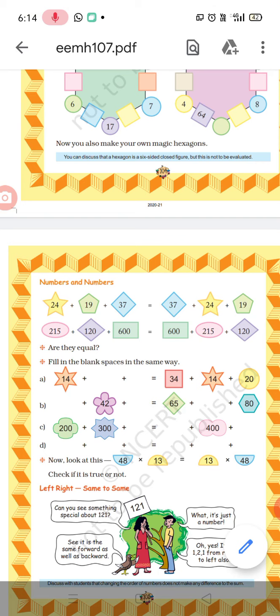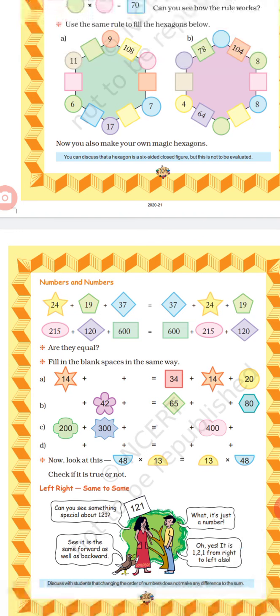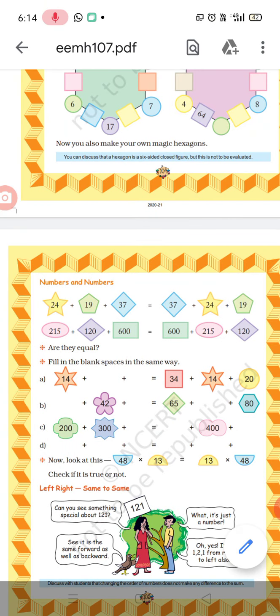अगर हम 48 को 13 से मल्टीप्लाई करें या 13 को 48 से मल्टीप्लाई करें, आंसर तो सेम ही आने वाला है. What do you think so? Yes or no? Check if it is true or not. Do one thing, do multiplication and then find it out, is it true or not. I mean, is it equal or not. Okay, so that you are going to do.